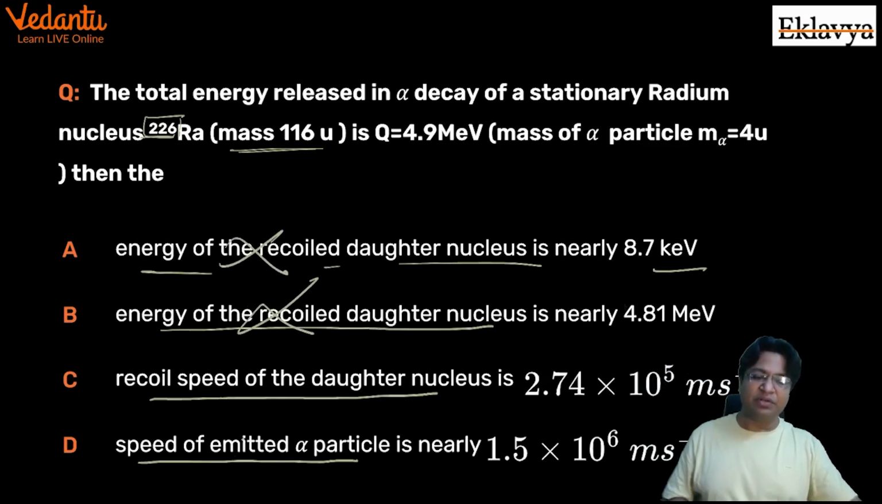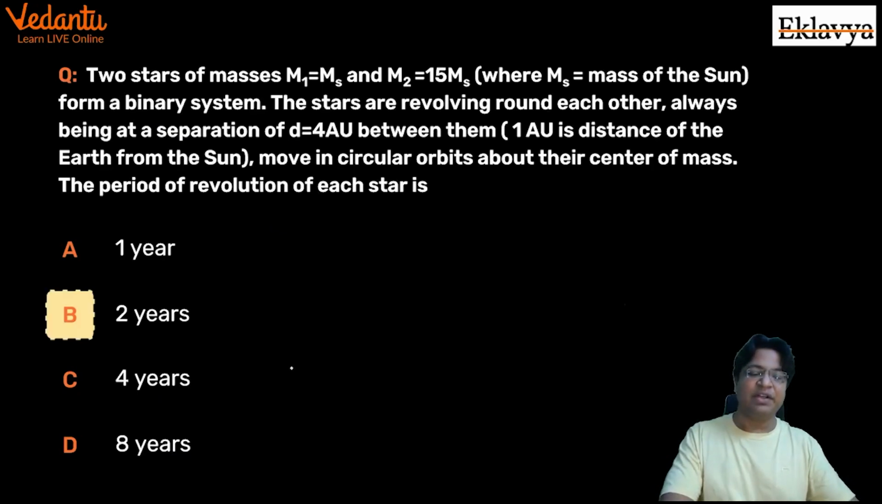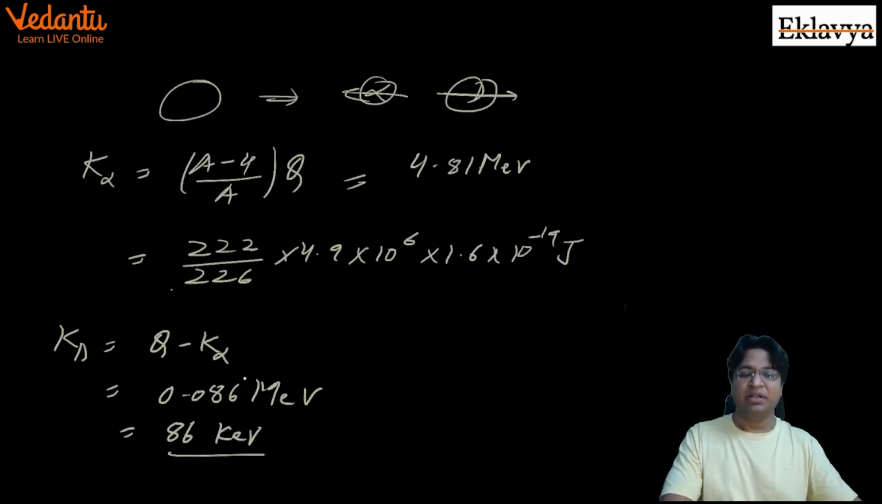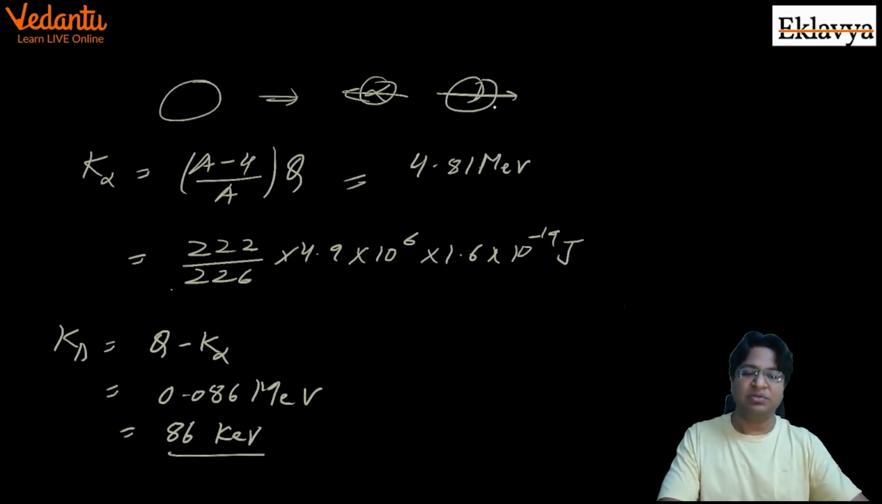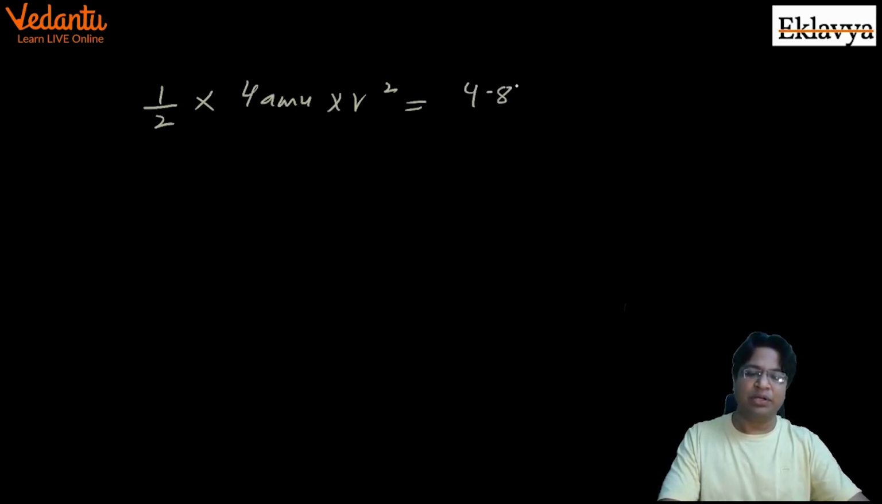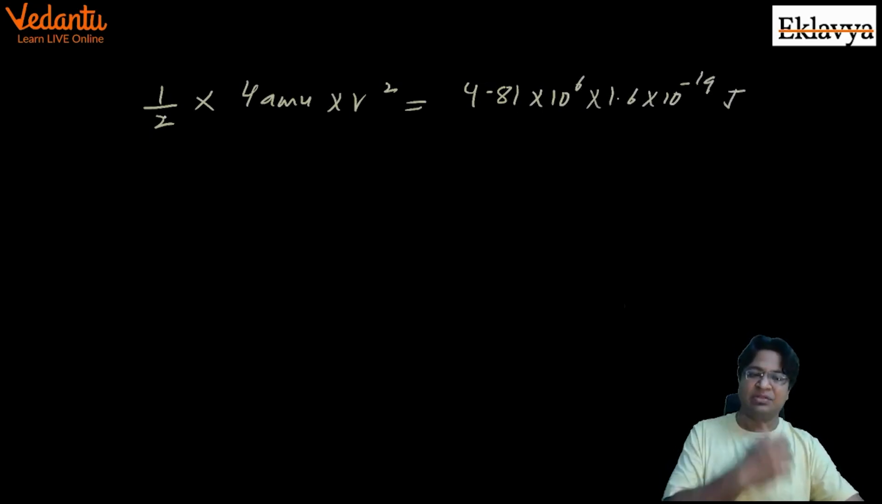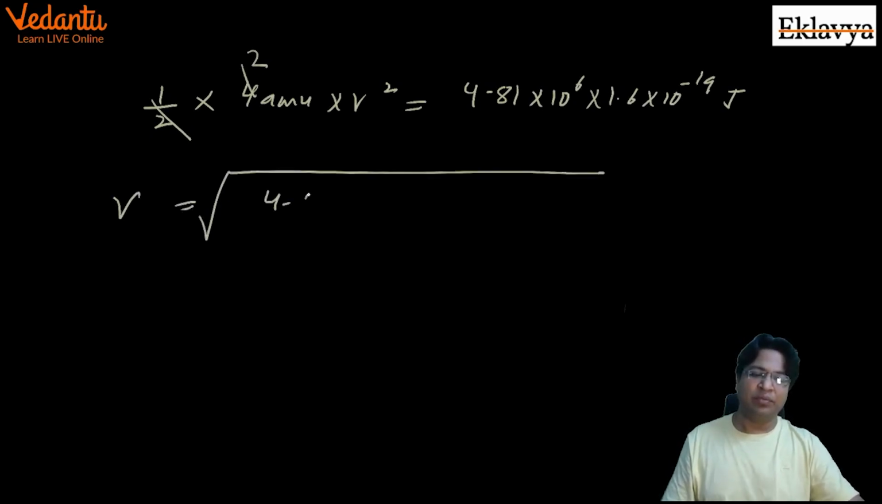Now recoil speed of the daughter nucleus and speed of the alpha particle. Let's first find out the speed of the alpha particle. I will write half into mass of alpha particle, that is 4 AMU, into V square is equal to 4.81 into 10 raised to power 6 into 1.6 into 10 raised to power minus 19 joules. From here we are going to get V. So my planning is to write V as root of 4.81 into 10 raised to power 6 into E.